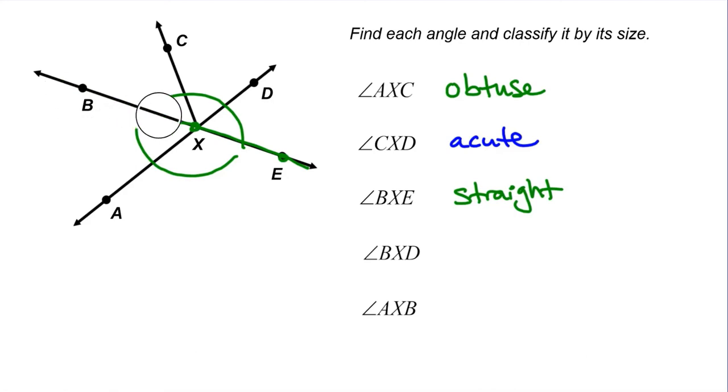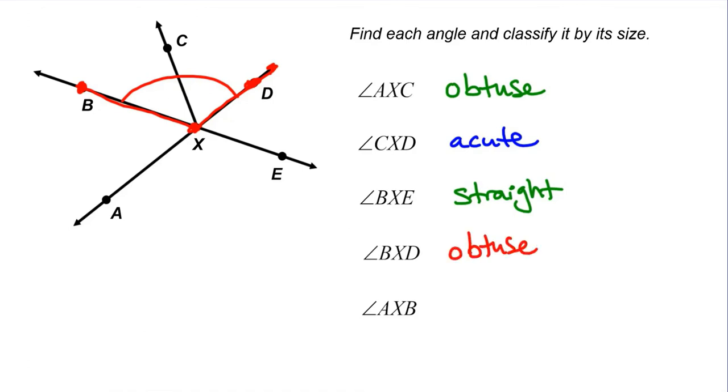Next, angle BXD. If we trace those out, here's B, here's X, and here's D. BXD. So this angle right here, that's a pretty wide open angle. That is obtuse. And then lastly, angle AXB. And again, if we trace out those letters, A, X, B, and if I connect the dots here, angle AXB is this angle right here, and that is a smaller angle. That is less than 90 degrees, so that is another acute angle there.